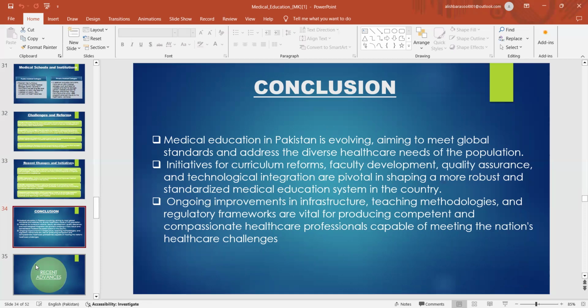Ongoing improvements in infrastructure, teaching methodologies, and regulatory frameworks are vital for producing competent and compassionate healthcare professionals capable of meeting the nation's healthcare challenges.